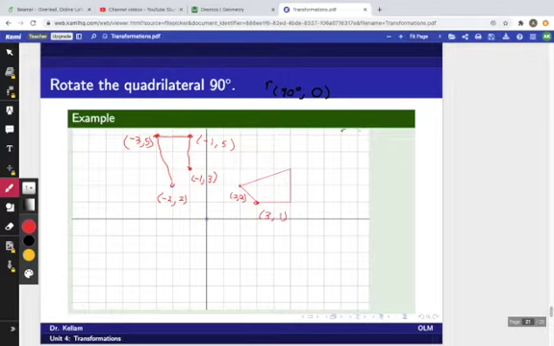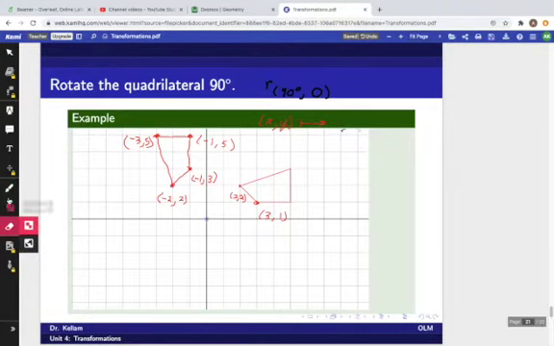That's kind of interesting. Let's look at these points. If we're rotating 90 degrees, this will always occur. A rotation of 90 degrees takes the point x, y and sends that to the point negative y, comma x. Every 90-degree rotation does this.